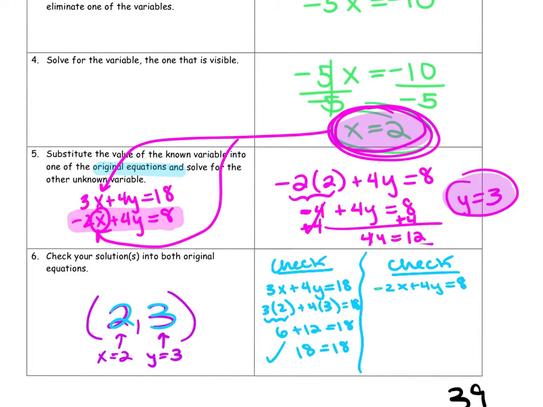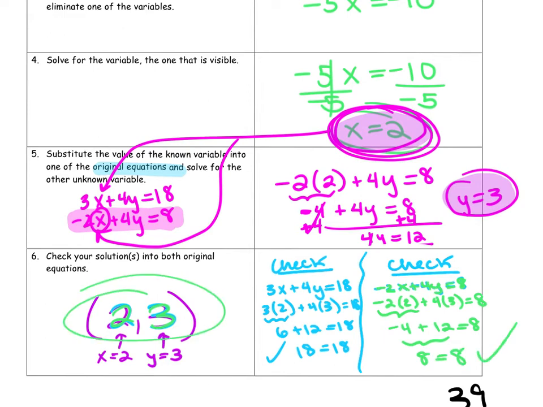Now I need to check the second equation. I have negative 2 times 2 plus 4 times 3. Does that equal 8? I have negative 4 plus 12, and that does, in fact, equal 8. So our check worked out. There's my solution to the system of equations.